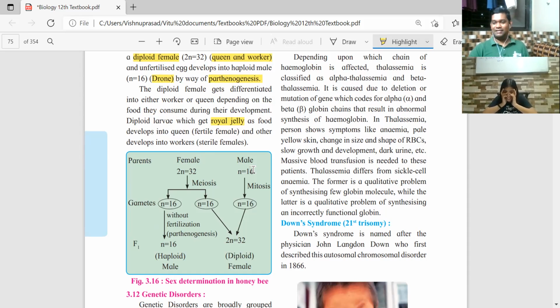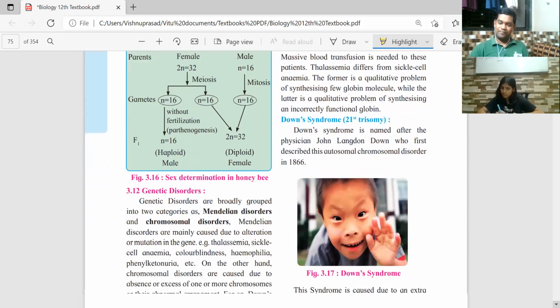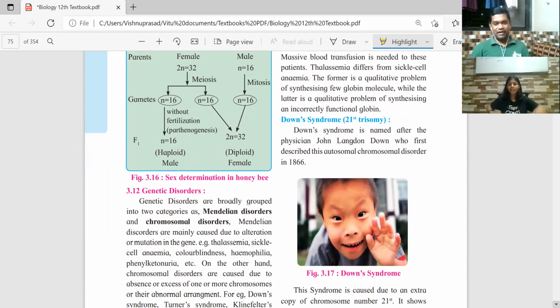ये flowchart में देखना कैसे दिया. Female is diploid, having 32 chromosomes, producing gametes. Some gametes are unfertilized, directly develop into males. The drone. Males को drone बोलते. And some eggs are fertilized by the sperms. Again, they turn diploid, and they are the females. So they can be queen or workers, depending upon the food that they feed on.